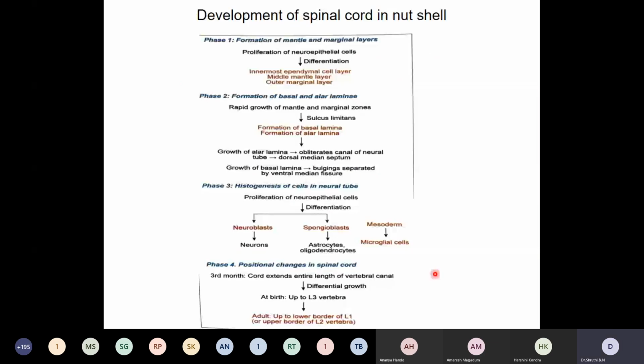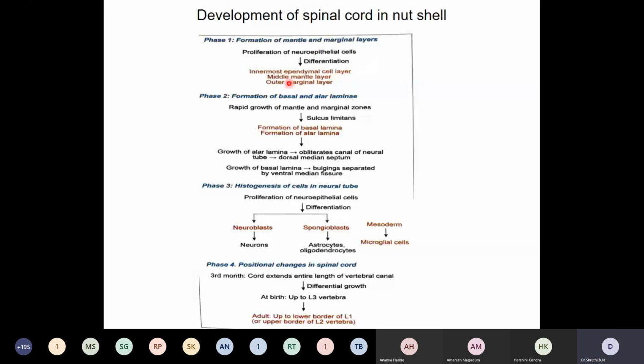So in a nutshell, the development of the spinal cord is like this. First, there is a formation of the mantle and the marginal layer because of the proliferation of the neuroepithelial cells. These neuroepithelial cells are a single layer of cells which lines the cavity of the neural tube, the ependymal cells. It was a single layer of cells in the beginning. Later, it proliferates and forms a pseudostratified epithelium. Later, the cells migrate into the mantle layer, later into the marginal layer.